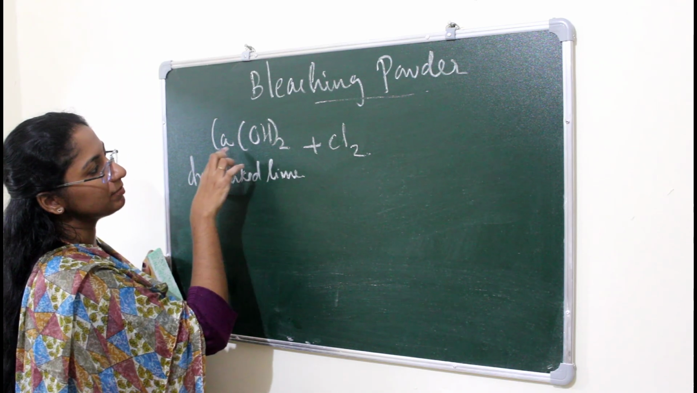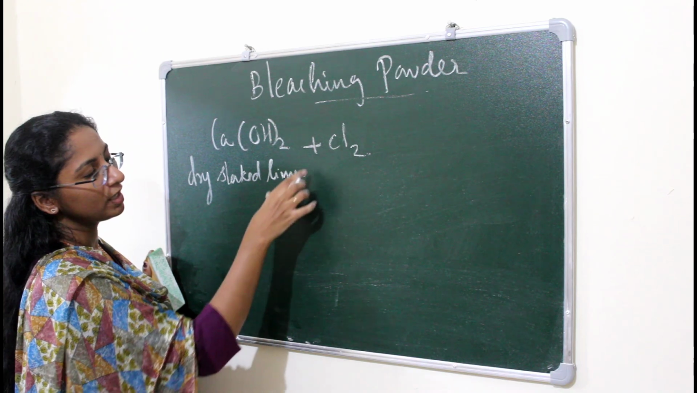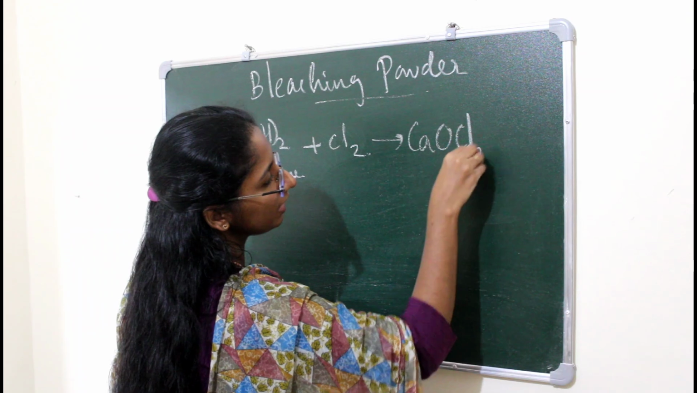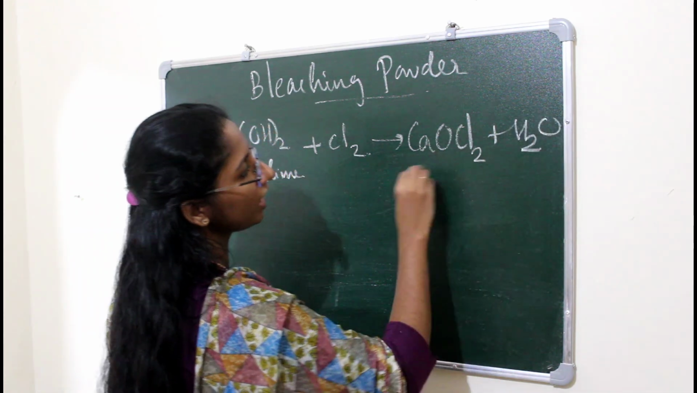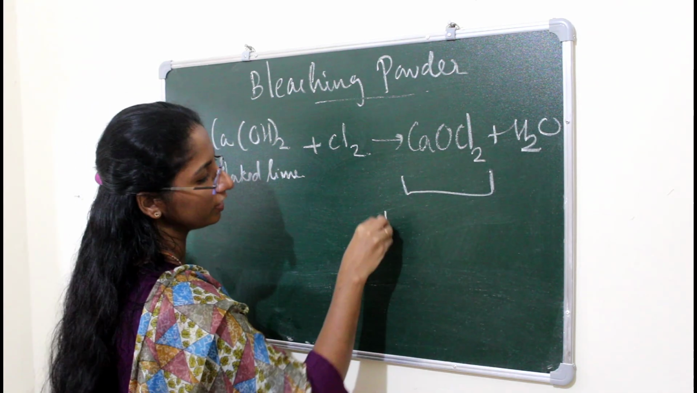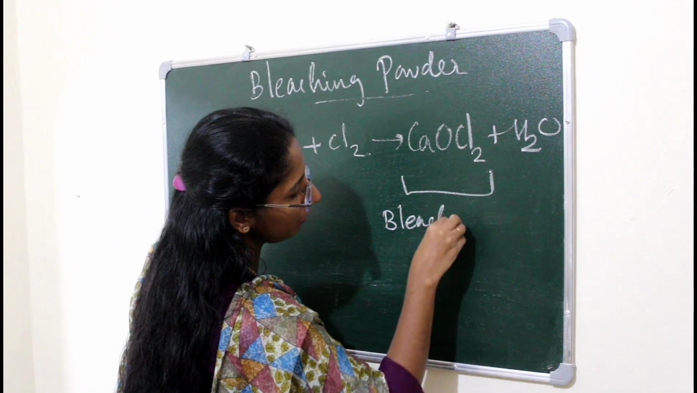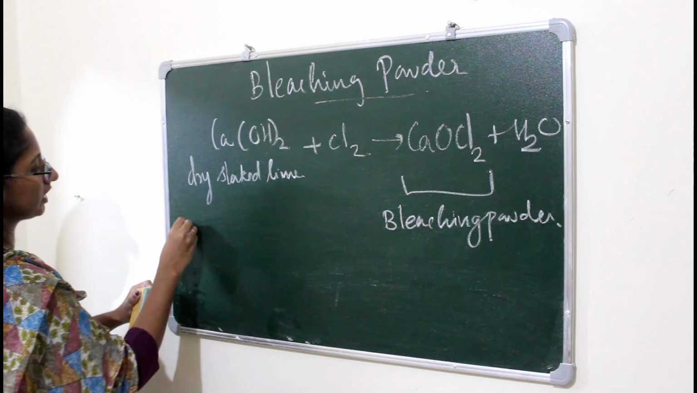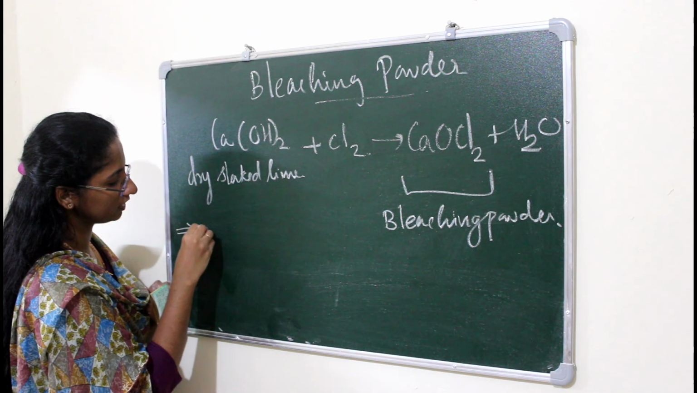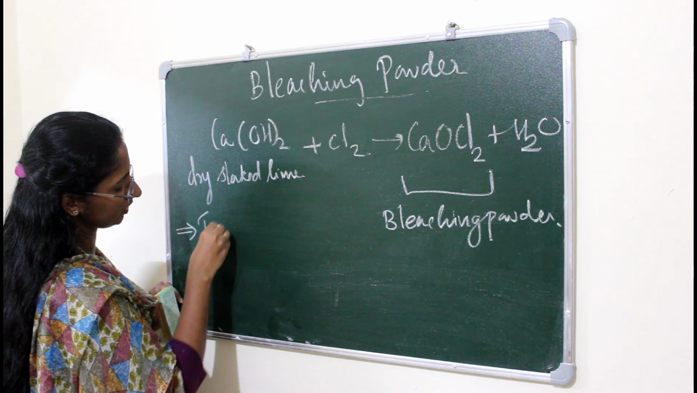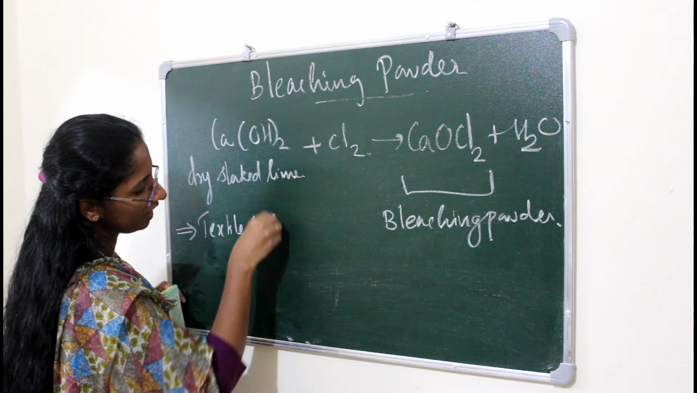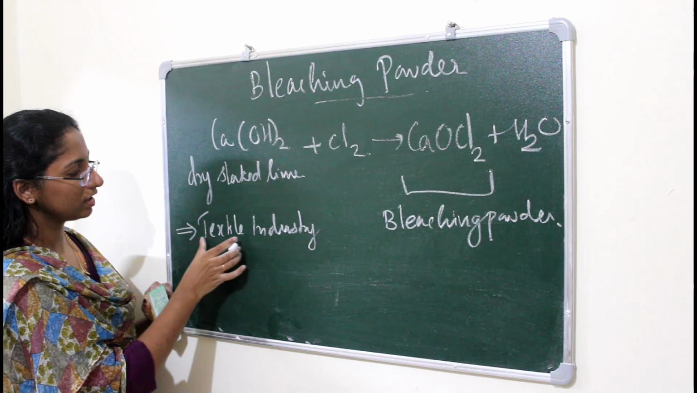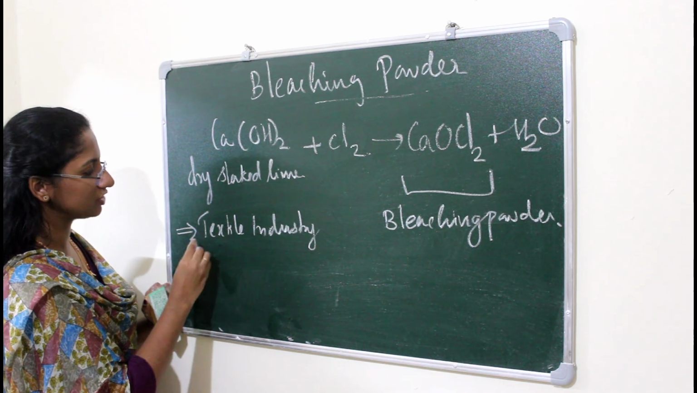So calcium hydroxide, that is dry slaked lime, we react it with chlorine gas and we get CaOCl2 plus H2O. What is this CaOCl2? This is bleaching powder. We can use this bleaching powder in the textile industry for bleaching the clothes.